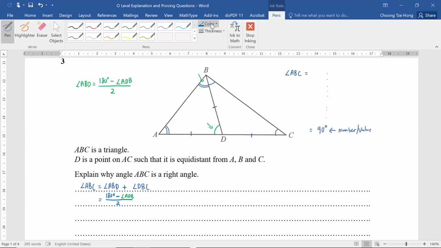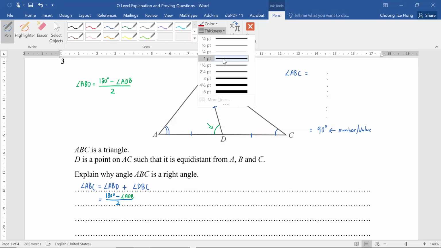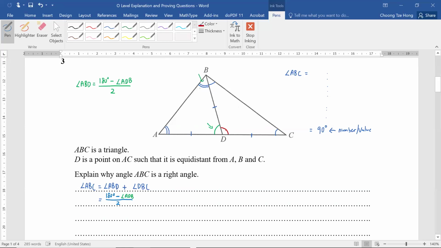Now I'm going to change the color again. Maybe I change to purple and we look at another angle. So we'll do likewise for this one. We want to replace angle DBC. Now DBC is in purple, but maybe purple is not very clear, so let me change it to red, more contrasting, maroon color. So angle DBC will be 180 minus angle BDC, then divide by 2.